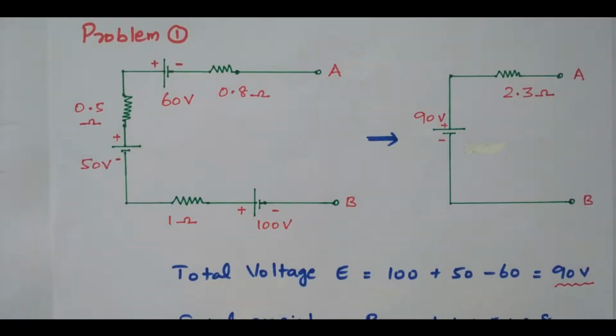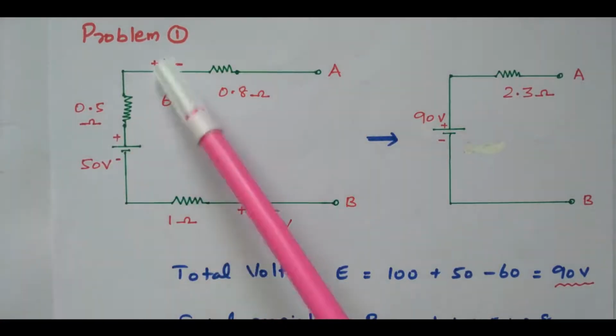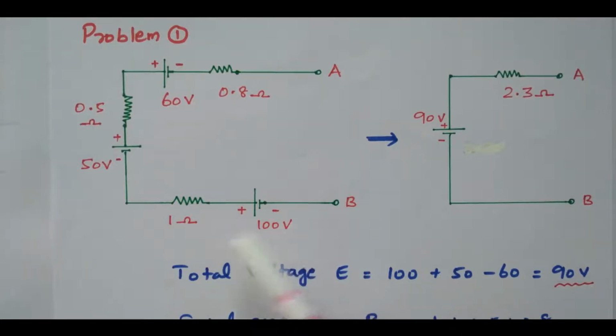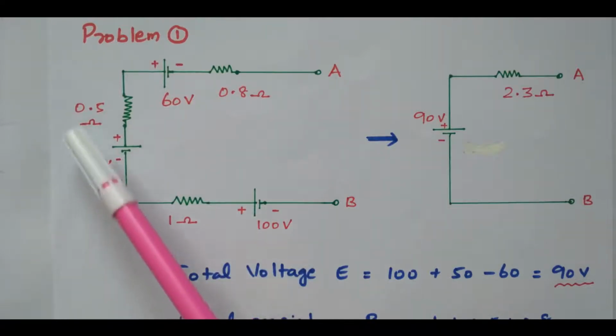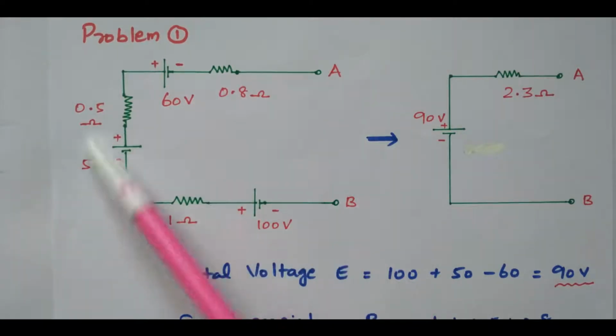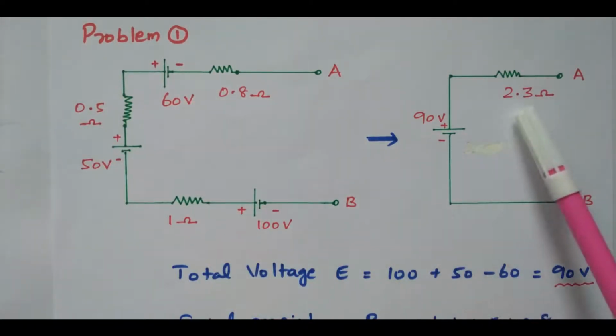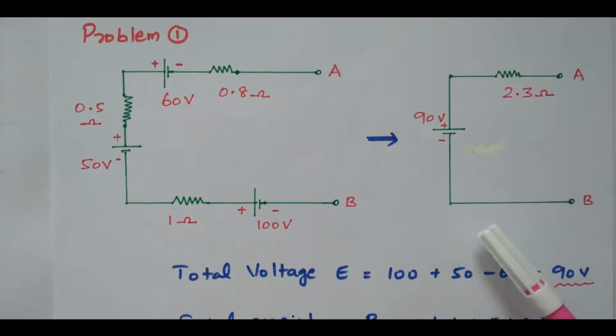Now we'll see problem one. In this problem there are three voltage sources available: 100 volts, 50 volts and 60 volts. For each voltage source, an internal resistor is also available: 1 ohm, 0.5 ohm and 0.8 ohm. So this can be converted into a single voltage source and a single resistor.